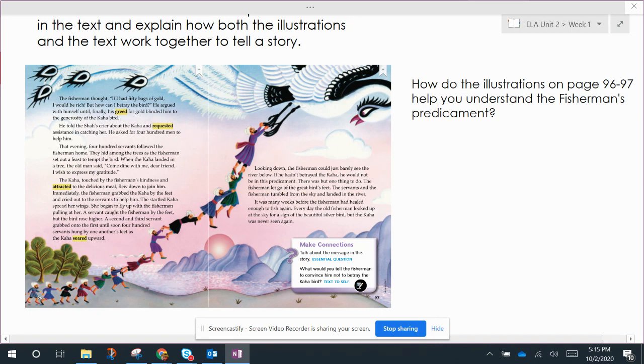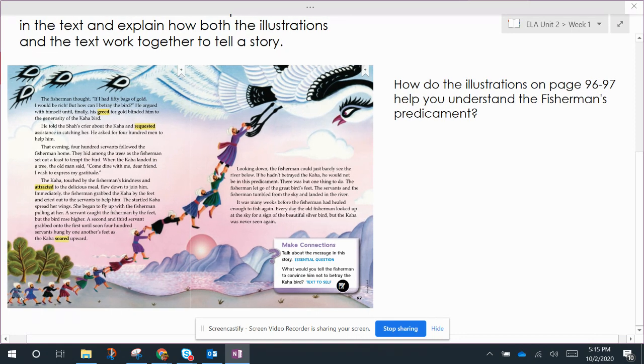So, let's go ahead and look at the question we need to answer. How do the illustrations on page 96 and 97 help you understand the fisherman's predicament? So first, let's talk about what the word predicament means. Predicament means that you're in trouble or you have a problem that you need to solve. So let's look at the illustrations. What problem did the fisherman have?